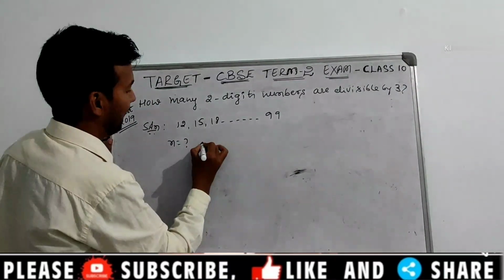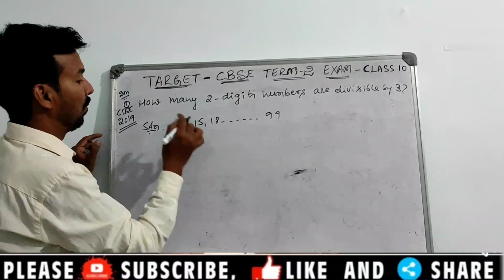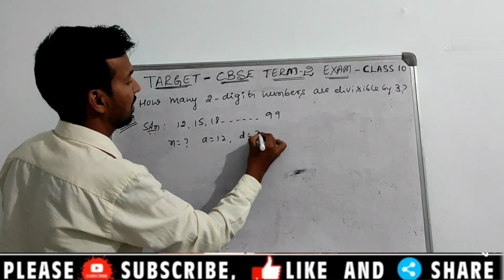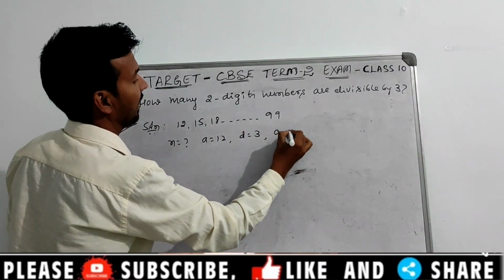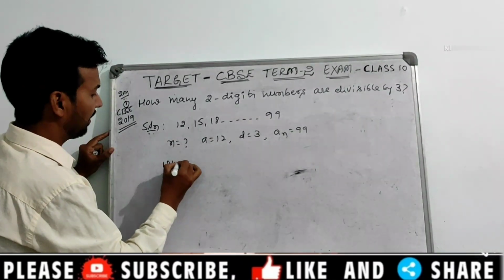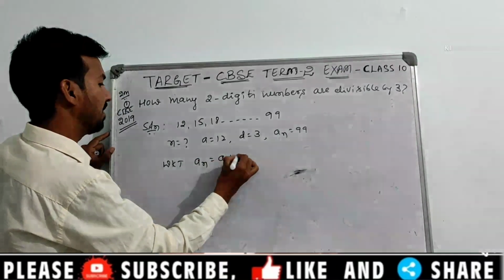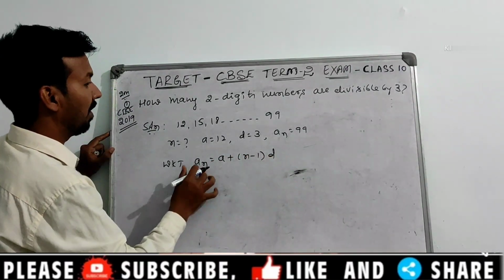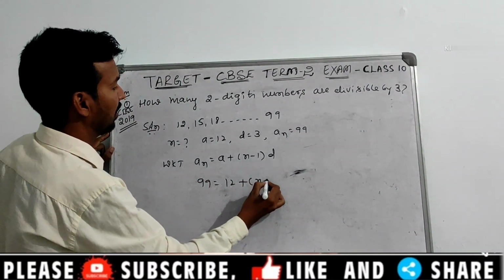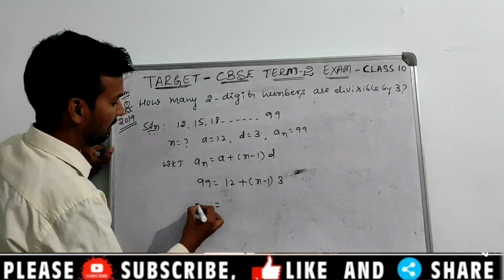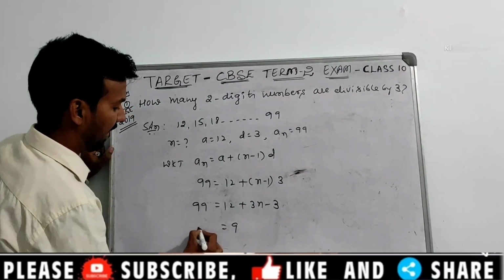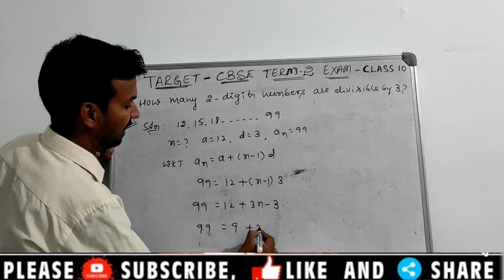We know the formula, an is equal to a plus n minus 1 into d. What is the value of a? a is 12, d is 15 minus 12, how much? 3, and then an is 99, right, children? Here we know that an is equal to a plus n minus 1 into d. What is the value of an? 99. a is how much? 12 plus n minus 1 into d. d is how much? 3. Here 99 equals 12 plus 3n minus 3, children. Here 99 is equal to 9 plus 3n.